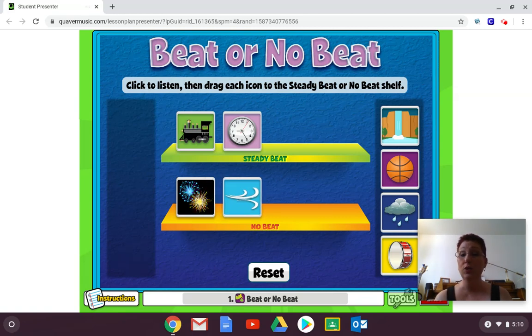Okay, that means we're on the right side of the screen now. We have a waterfall, a basketball, rain, and a drum. I'm going to play a little bit of each, and then we're going to see how it lines up. Okay, let's just listen first. Here's the waterfall. Okay, what about the basketball? The rain. The drum.